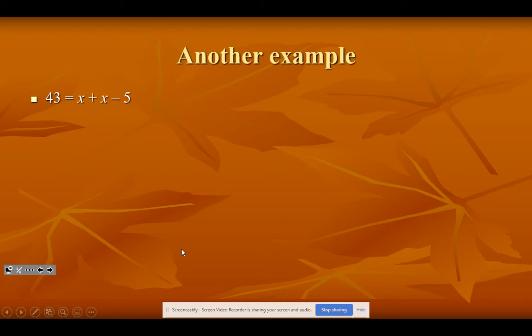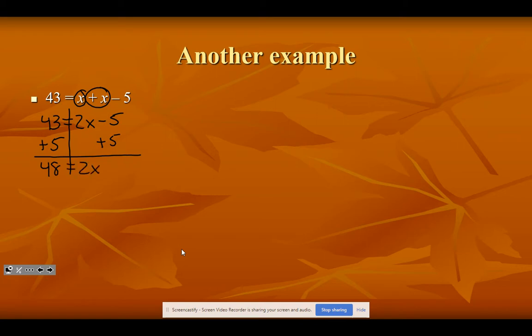Here's another example for you to do. Pause the video at this point to give yourself a chance to try it on your own. First thing I want to do again is to draw my mirror. Combine this and this to give me 2x minus 5 on the right side. And again, that's combining like terms, CLT. We'll add 5 to both sides. And 48 is equal to 2x. And dividing by 2 on both sides using the division property of equality gives me 24 equal to x.